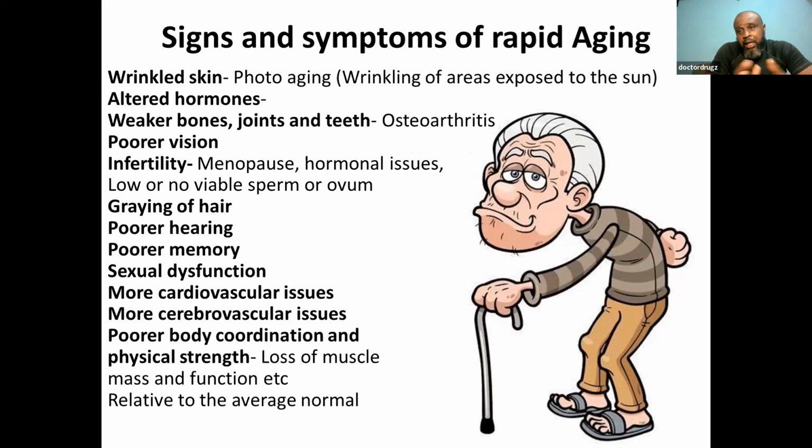Wrinkled skin, as earlier depicted, altered hormones, weaker bones, joints, and teeth. For example, degenerative bone disease, osteoarthritis, poorer vision, infertility, because faulty sperm and ovum may be produced, because the initial stage of production of sperm and ovum has a lot to do with DNA, and it's called meiosis.